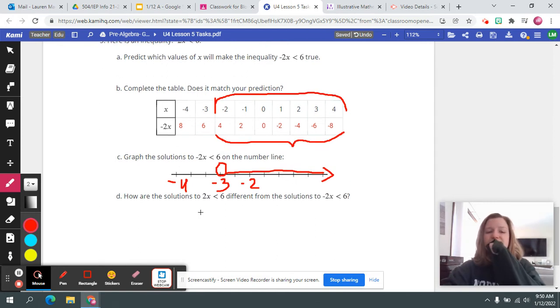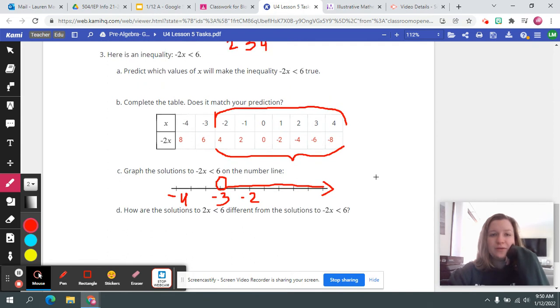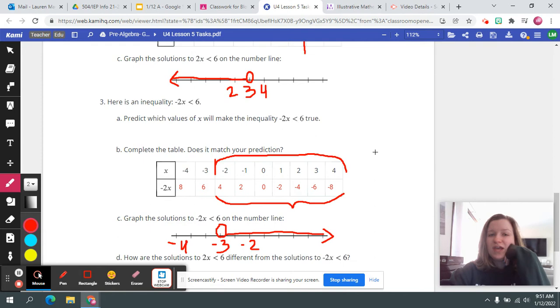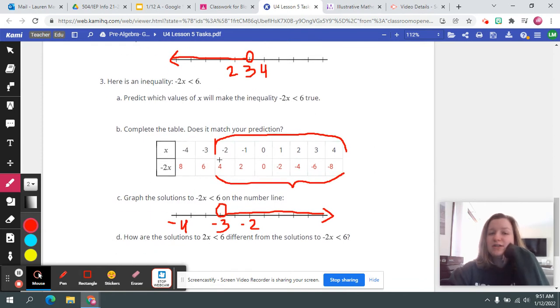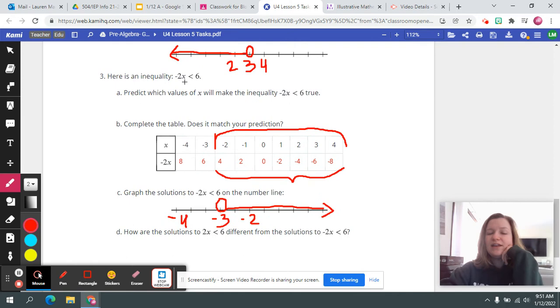So it says, how are the solutions to 2x is less than 6 different from the solutions to negative 2x less than 6? Well, pause the video here, talk with the people you're working with. How is it different? Hopefully, you saw that the arrows are going in different directions. So in this one, 2x less than 6, the arrow is going to the left. It's everything less than. Whereas when I had a negative 2x, the arrow is flipped.